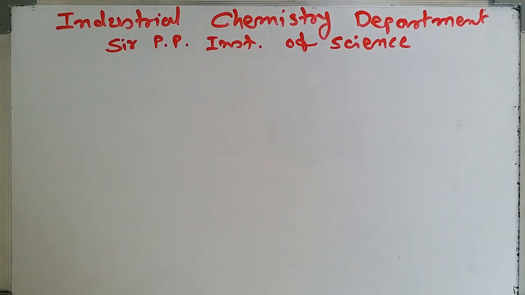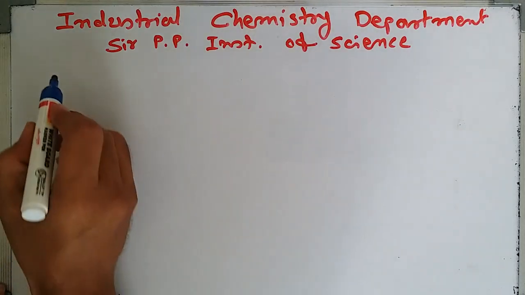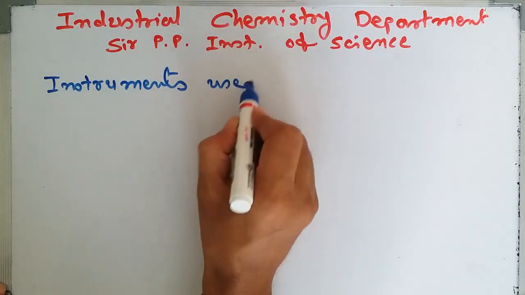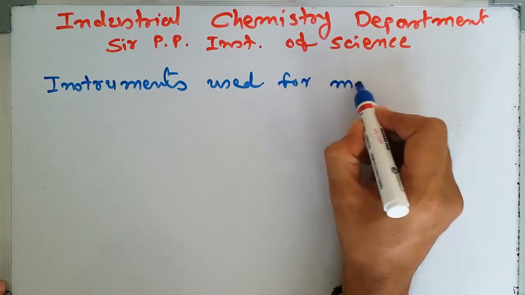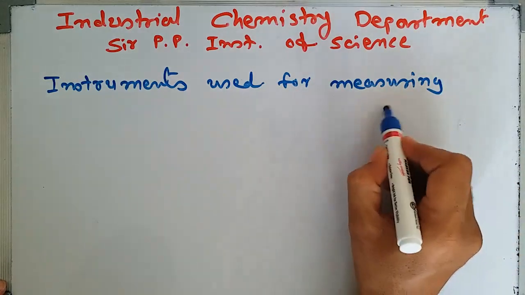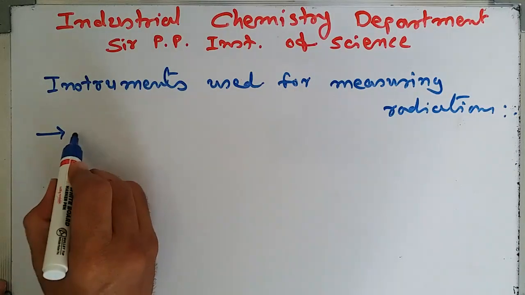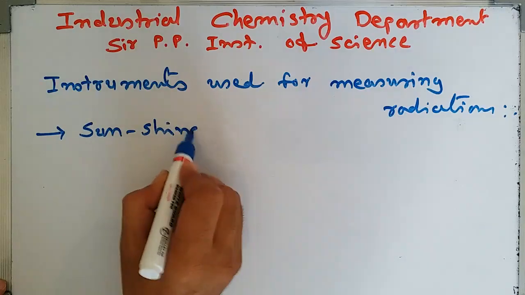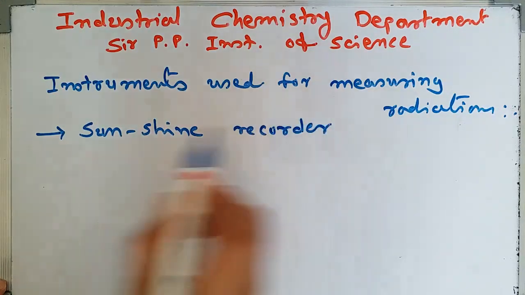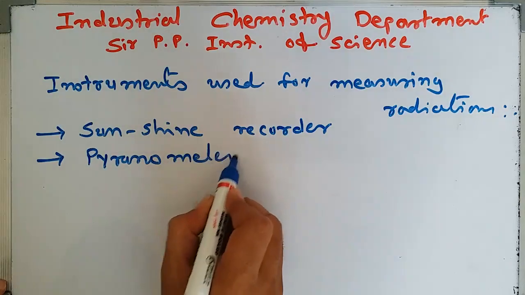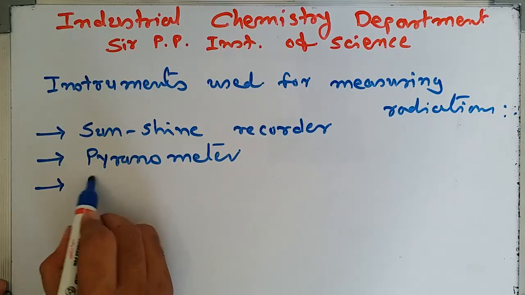For measurement of radiation, we discuss three instruments. Instruments used for measuring radiation. Solar radiation is measured by three instruments. One is the sunshine recorder. The second one is the pyranometer. And the last, third one is the pyrheliometer.